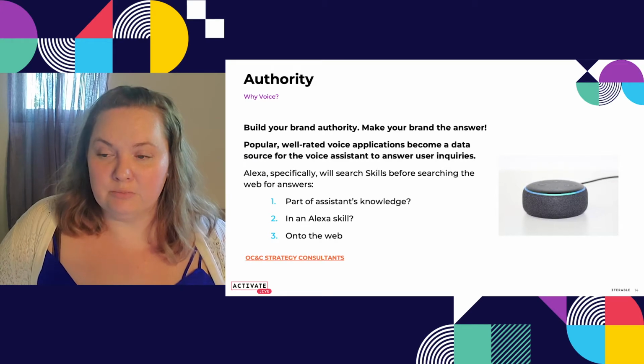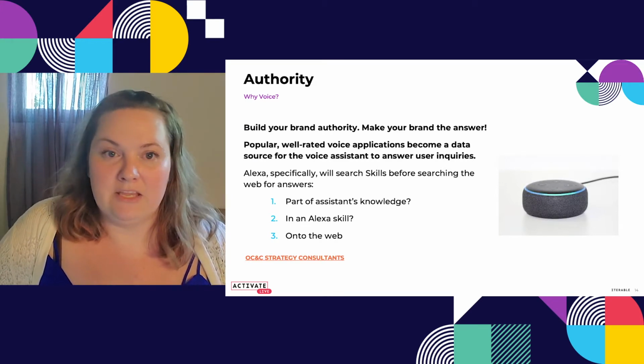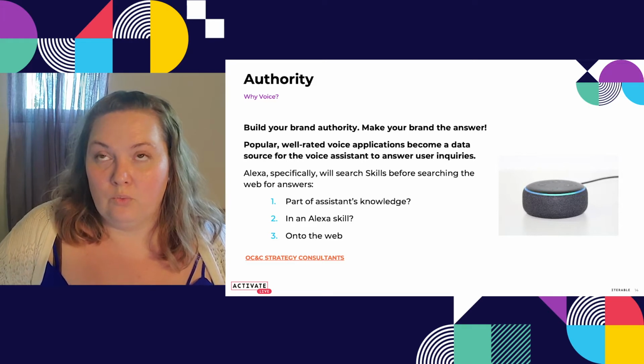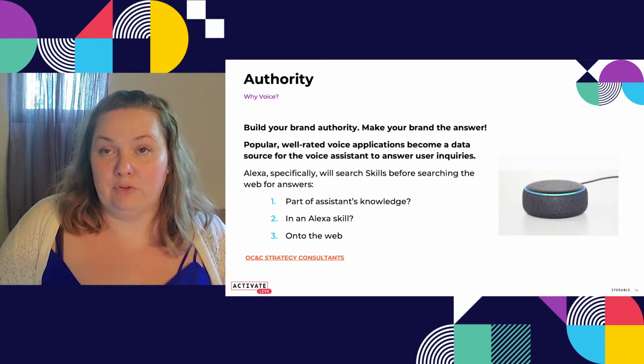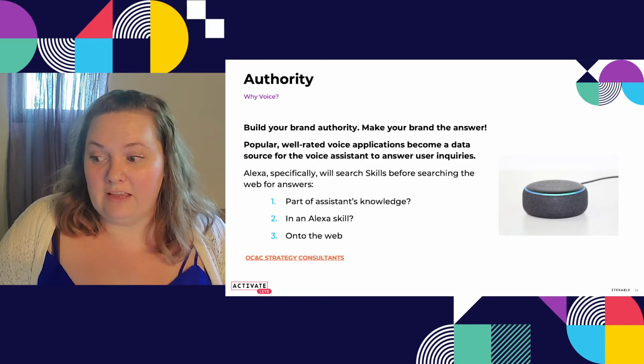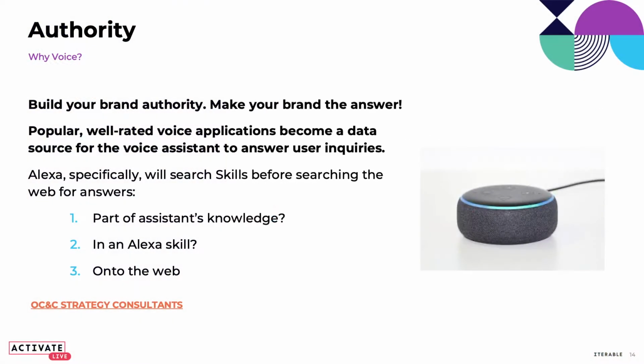There's also an opportunity to build brand authority. Make your brand the answer. When you build out voice applications, for example in Alexa, if you have a skill with a specific answer, when Alexa's answering somebody's inquiry, it first searches its own database, its own part of its own knowledge built by Amazon, and then the next thing it does is search through the skills in the skill store. And so if you've built out a skill with information that can answer these kind of questions that people are having, you've already started to build some brand authority there.